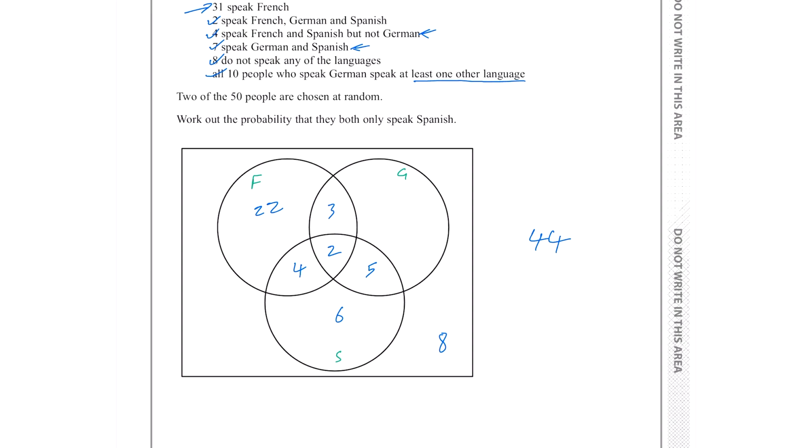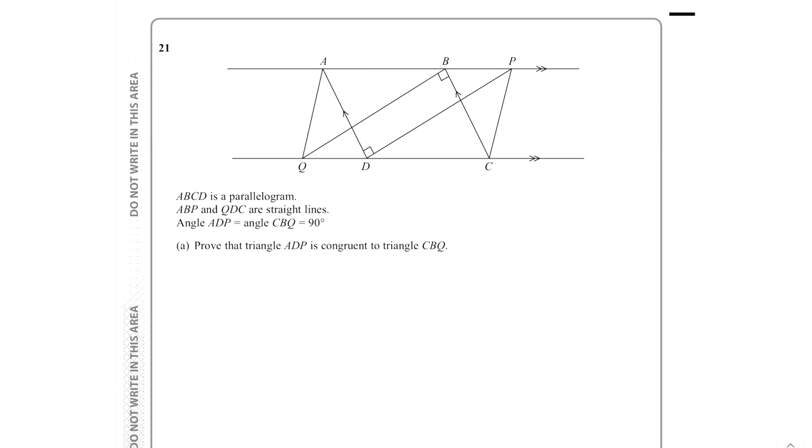So that then leaves us with, what's the probability that they both only speak Spanish? So that must be 6 over 50, the first person. And now because they've chosen the first person, there's going to be one less to pick from the second time. And if you type that into your calculator, you get 3 over 245.